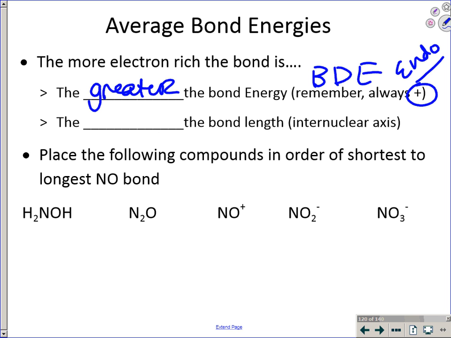And if the bond energy is greater, what happens with the length? Gets shorter, because as the nuclei attract the electrons that are in the internuclear area, internuclear axis, the bond just shortens up because it's got a super high attraction.